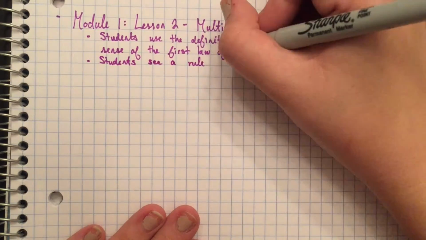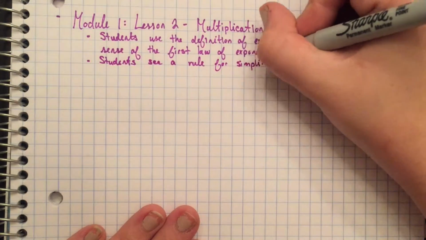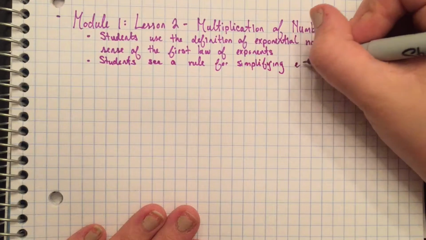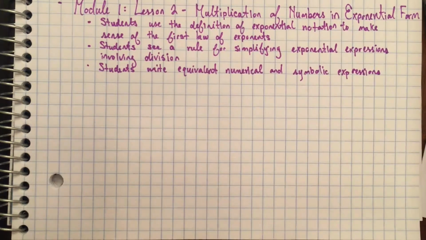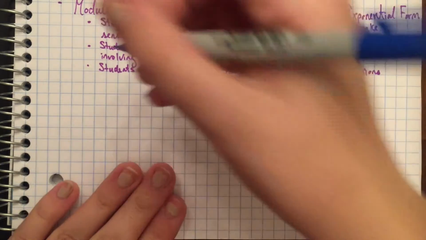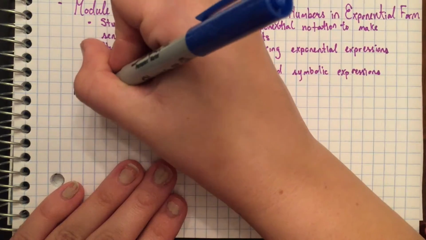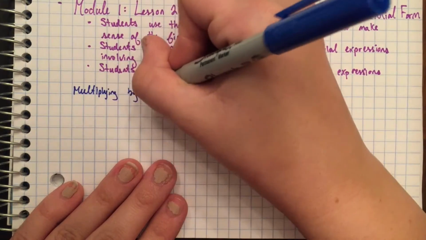Our second objective says students see a rule for simplifying exponential expressions involving division. And our third says students write equivalent numerical and symbolic expressions.